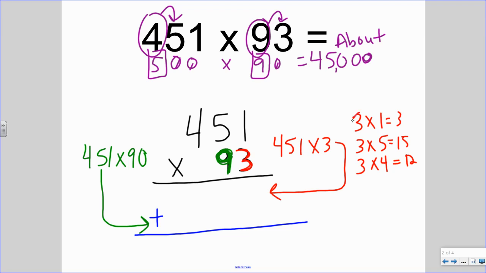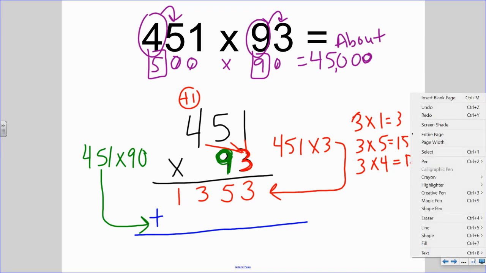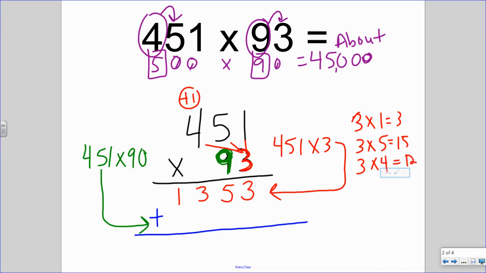So I'm going to go ahead and use those facts here, and I'm going to do 451 times 3. 3 times 1 is 3. 3 times 5 is 15. Carry the 1. And 3 times 4 is 12. Plus 1 is 13. And as we talked about, please save your commas for your final answer. If you add the commas now, you are going to find that you might mistake them for a 1 when you're doing your final addition step.